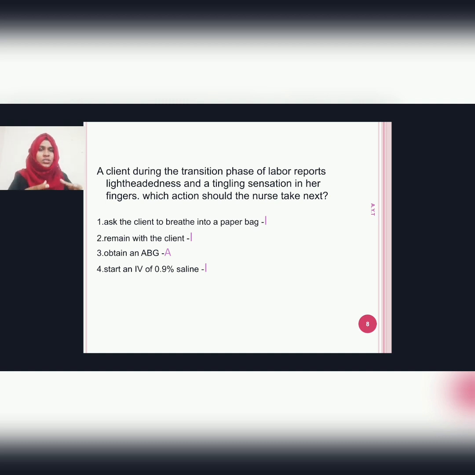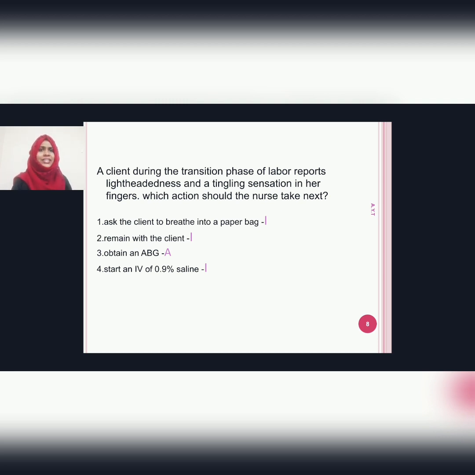So what it does, if you breathe into the paper bag, that means inhalation and exhalation in the paper bag, the lady will be getting some carbon dioxide again. What she exhales, she will be inhaling also. Next one, remain with the client. The nurse is remaining with the client.